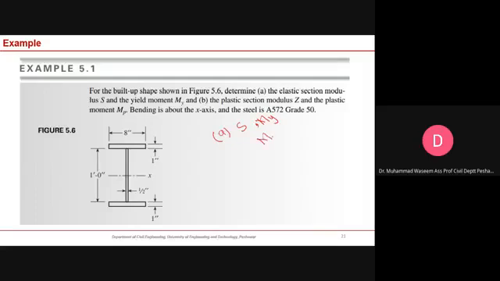And we know that once you know the section modulus, you can calculate the yield moment with this formulation. In the second part, it is asking you to calculate the plastic section modulus and the plastic moment. So these two are unknown in the B part of this example. We know the Mp is equal to this one, and the material is given here. The material is grade 50. For grade 50, the Fy value is 50 ksi. Now bending is about the x-axis, about this axis.